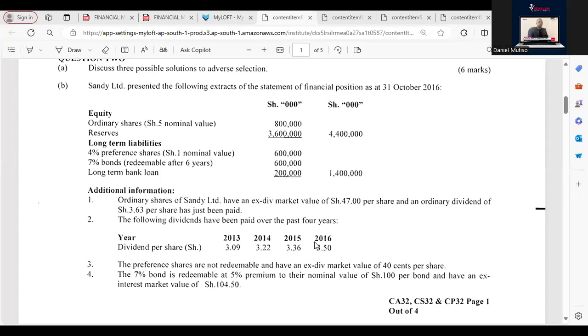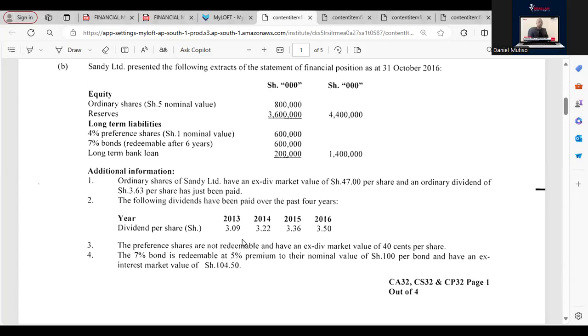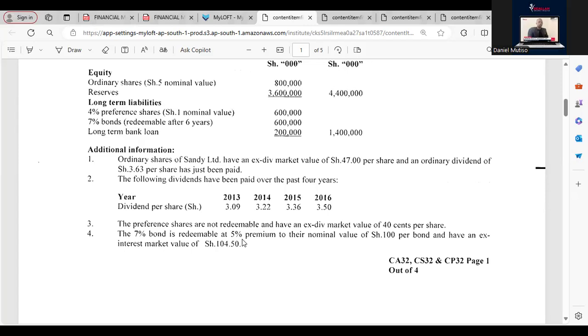So it means that you have to deduct. For example, if this 47 was cum-dividend, I would deduct 3.63. The ordinary share dividend of 3.63 per share has just been paid. The following dividends have been paid over the last 4 years, 2013 to 2016, with the respective dividends, and we have the DPS for each year given.